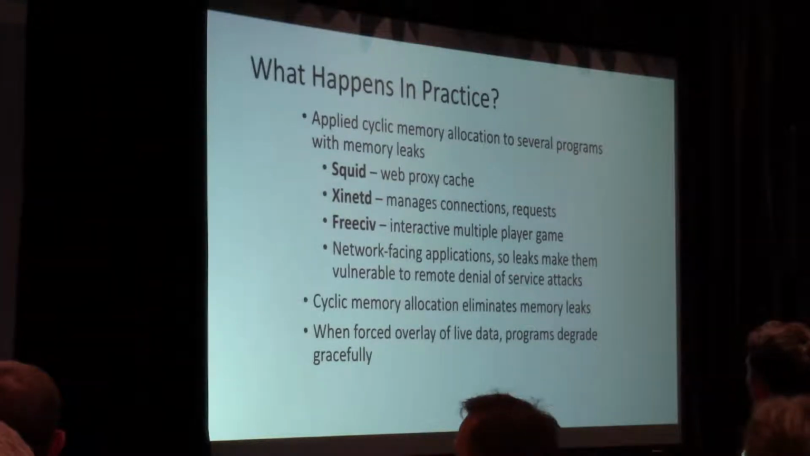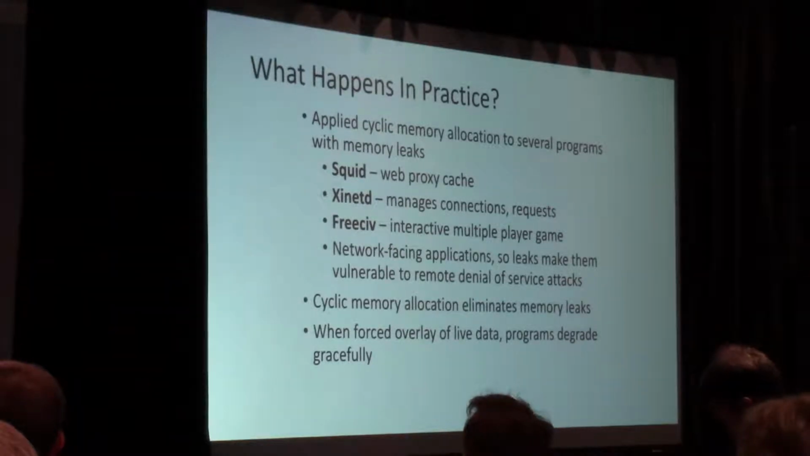So, we went out and got a bunch of these programs and tried them. Squid, XMSB, FreeCiv. The funny thing about these apps is that they are all network-facing applications, so they're vulnerable to remote denial of service attacks. If you find an input that'll trigger a leak, you can repeatedly send that input to the program and take it down. Okay? So cyclic memory allocation eliminates all the memory leak.